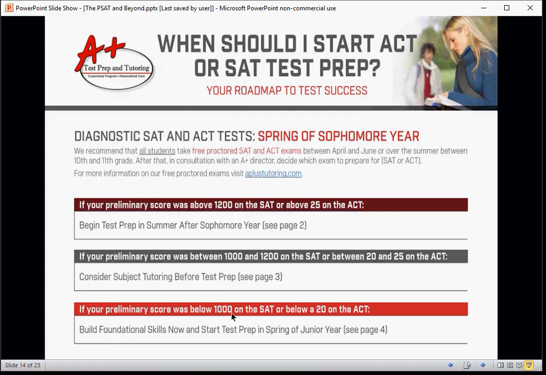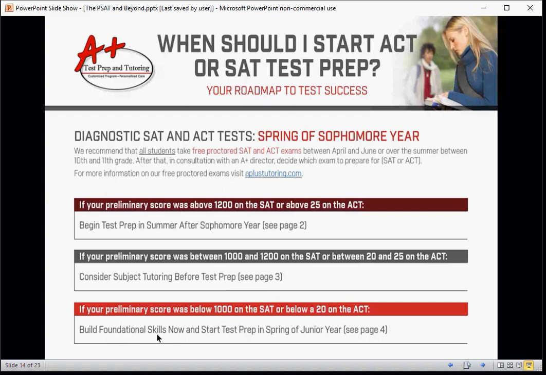And then this bottom category here, students that have PSAT scores below 1,000, those are students that we think should spend more time building their fundamental skills starting sooner rather than waiting, because they probably need a lot more work on the basics of the reading, the writing, and the math skills. And then doing test prep a little bit later in the spring of their junior year.